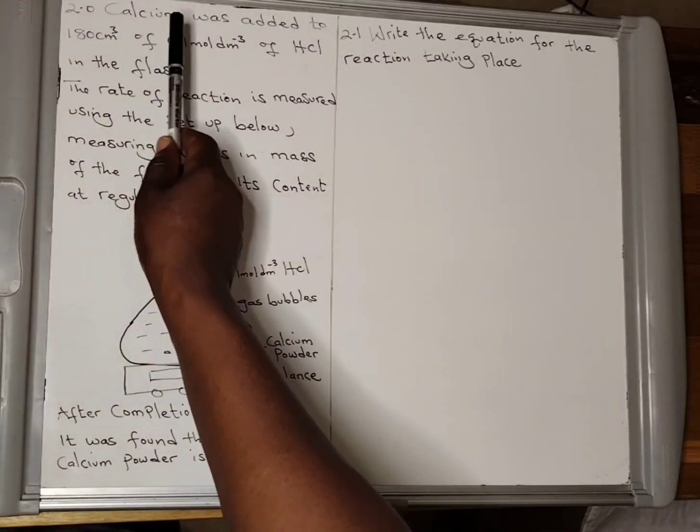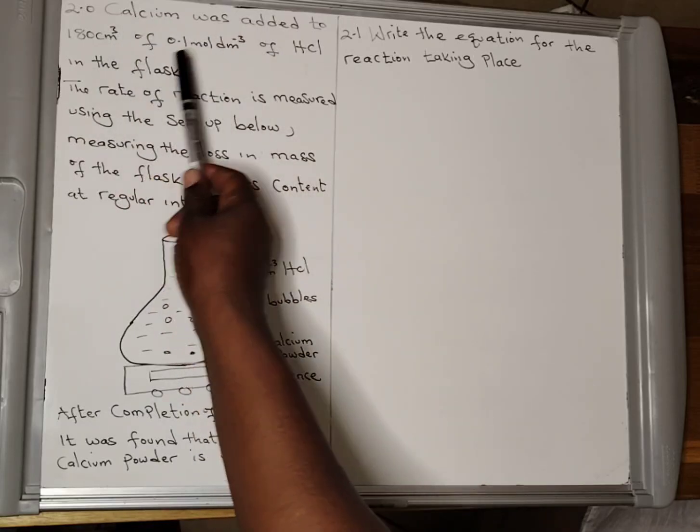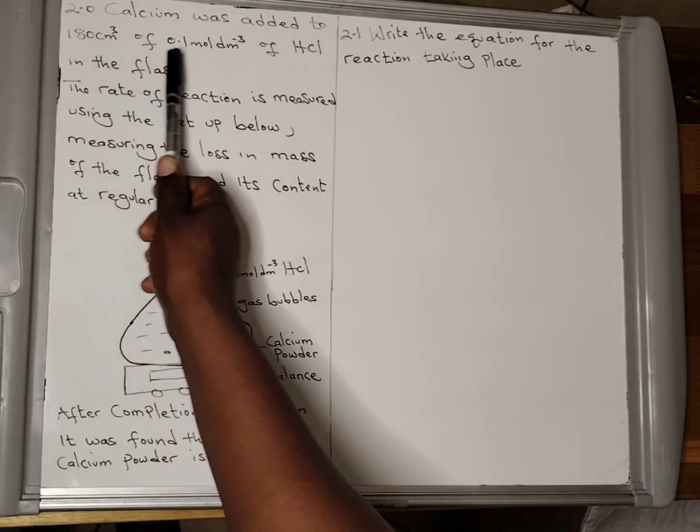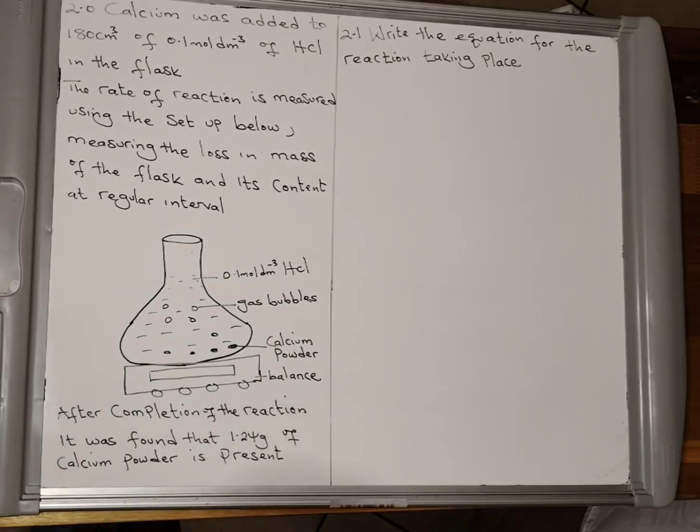The statement reads that calcium was added to 180 cubic centimeters of hydrochloric acid of that concentration. The rate of reaction is measured using the setup below, measuring the loss in mass of the flask and its content at regular intervals. After completion of the reaction, it was found that 1.2 grams of calcium powder is present. The first part says, write an equation for the reaction taking place.